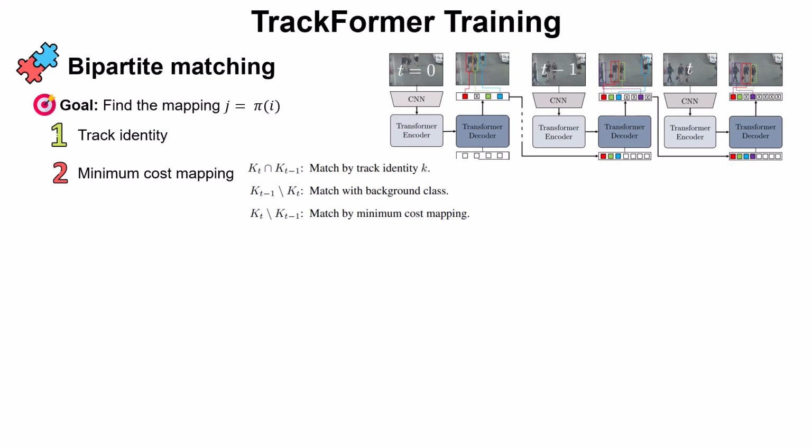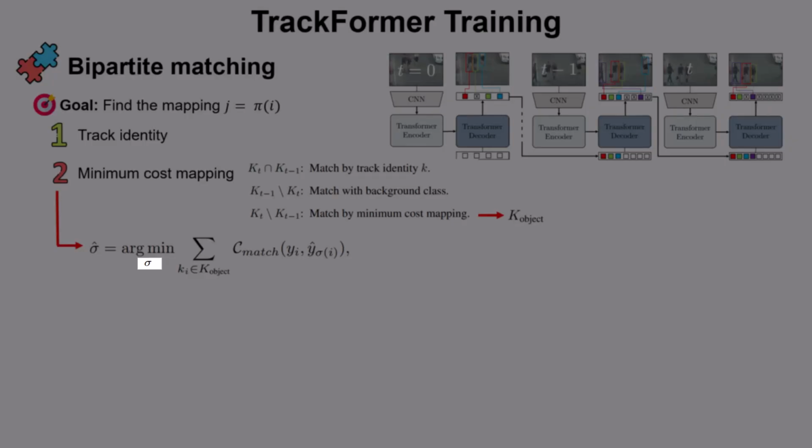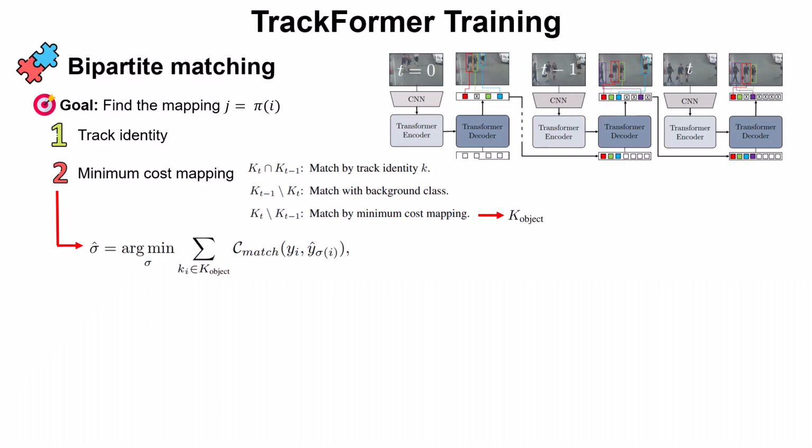And let's say these objects that are new are a set of K objects. For these new objects, we should find a mapping. And the way that we define this mapping is this formula, that we should find a mapping sigma hat, which is an optimal mapping that comes from this term, argmin of sigma, which says we should find a mapping that gives us a minimum of some term.